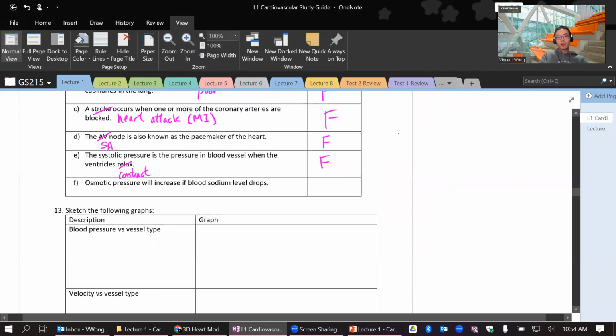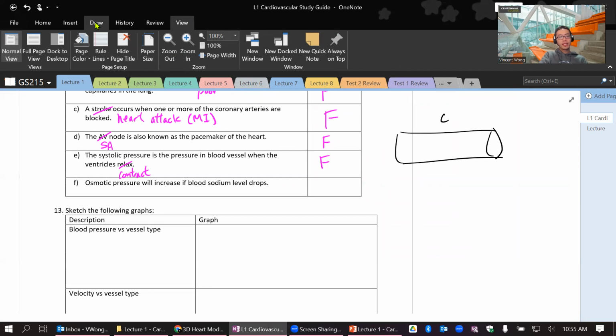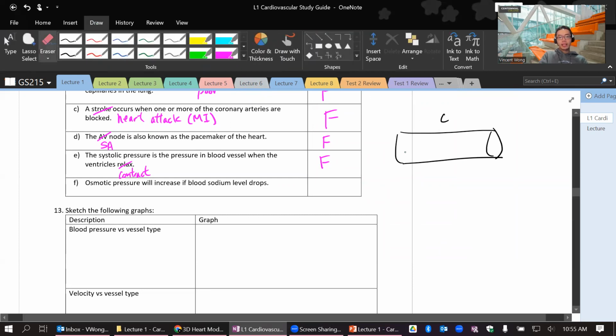Okay, so let's talk about this one a little bit more. This is your blood vessel. And then, let's say it's a capillary. And we know that the osmotic pressure is dependent on the solute concentration, right? So this is solute, this is the blood concentration, and then this is concentration on the outside. So normally you would have higher blood concentration compared to the outside, and that's what's creating the osmotic pressure. So what happens if the blood sodium level drops?